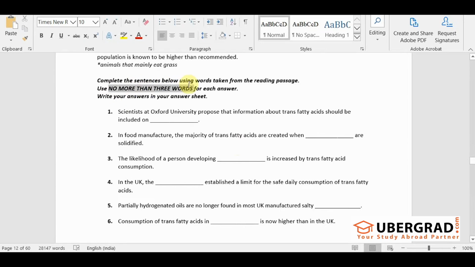No more than 3 words. You will find that for every question type, you'll have a word count. So the first thing that you have to do is take a note of the word count. Now let's read the first question.